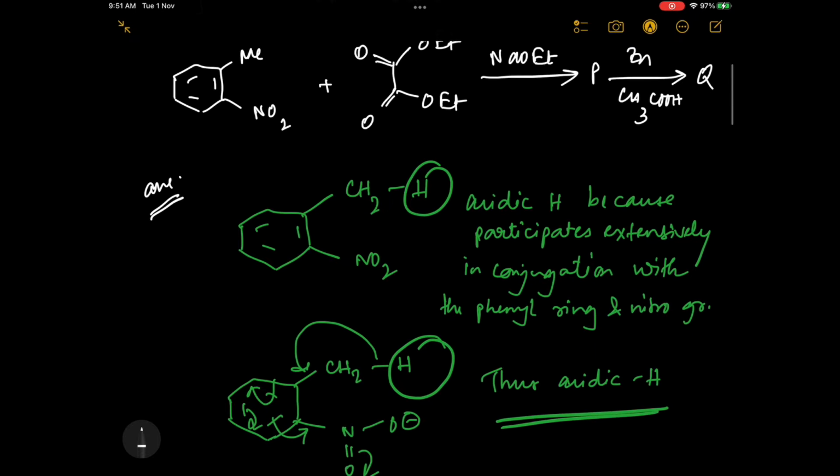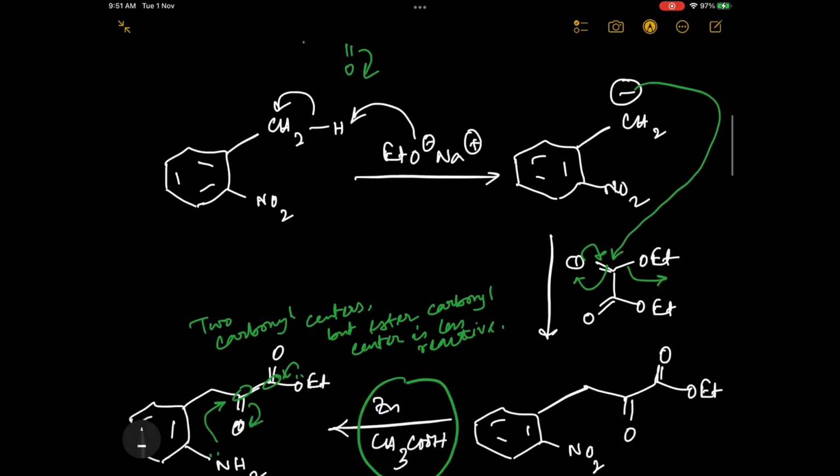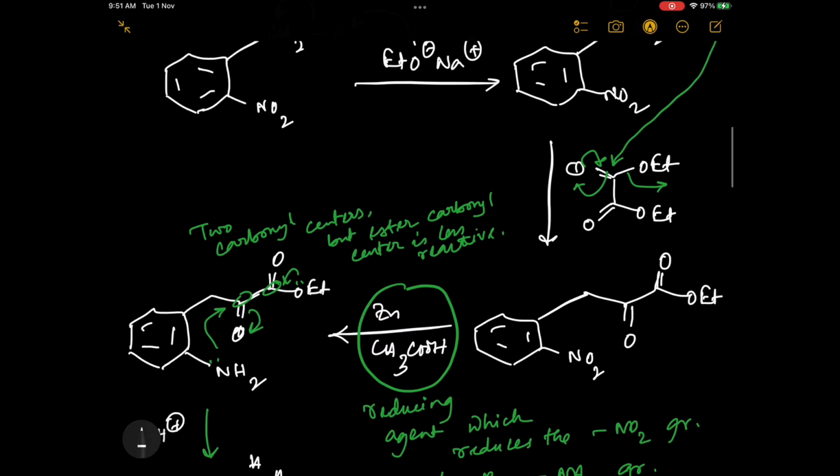Now this methyl group in the nitromethane is actually acidic. It has got an acidic H because the H actually participates extensively in conjugation, as you can see by the arrow pushing mechanism. It participates in conjugation with the phenyl ring as well as the nitro group. So now the base, EtO minus, abstracts that acidic H of the methyl, and then negative charge develops, which then attacks the ester group, and we actually get a compound after OEt leaves.